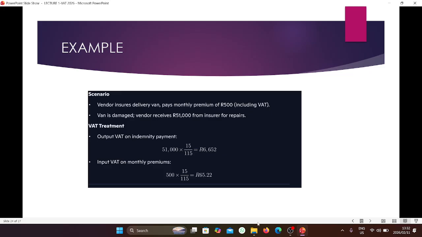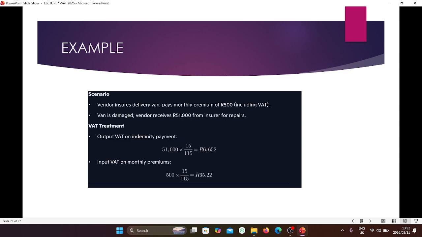First of all, on the indemnity payment, which is the insurance payout that you got of 51,000, you're going to take that amount and multiply by 15 over 115. The 6,652 would then be the VAT output side of it. Because remember, it's a deemed supply. Deemed supplies deal with output VAT, and you multiply it by 15 over 115.